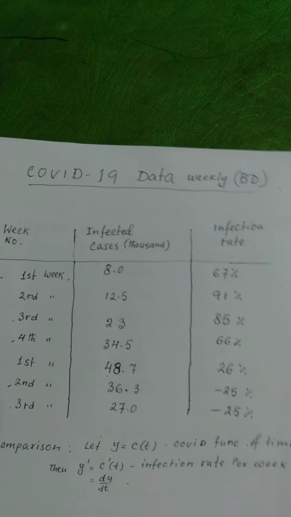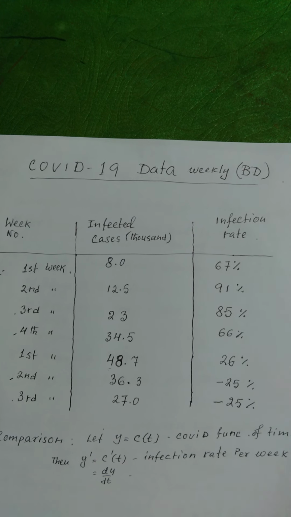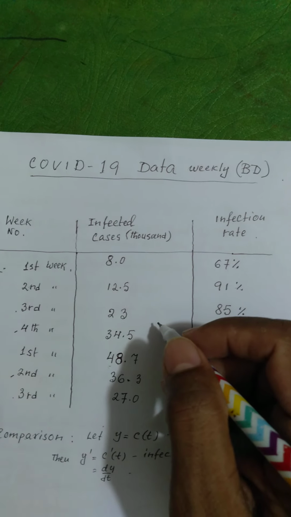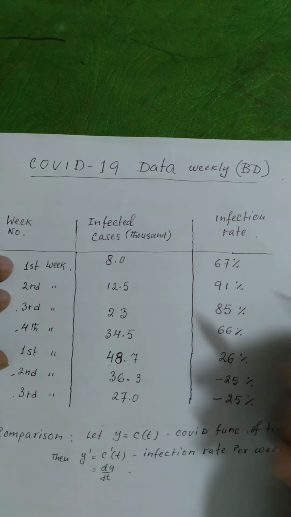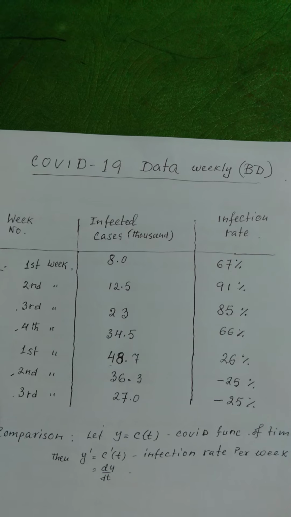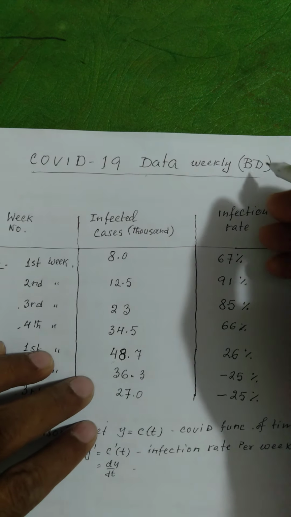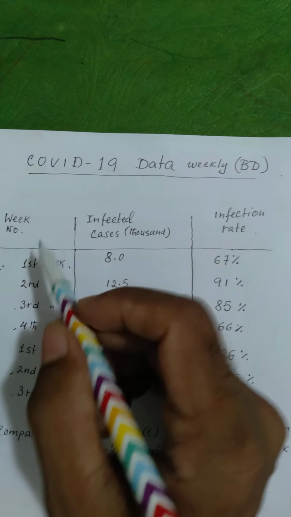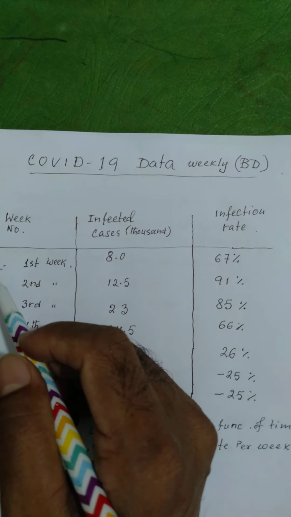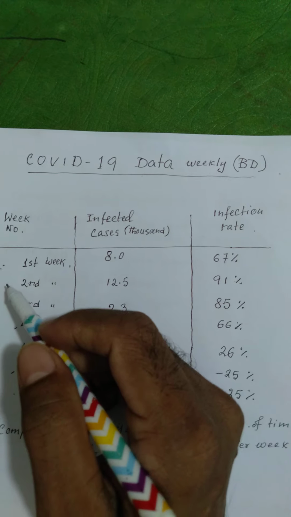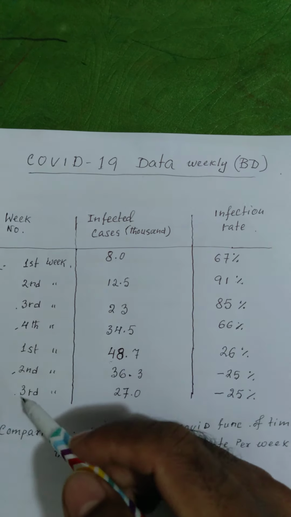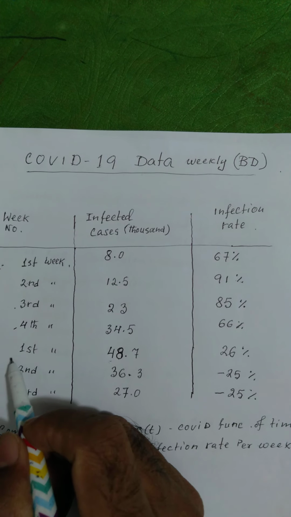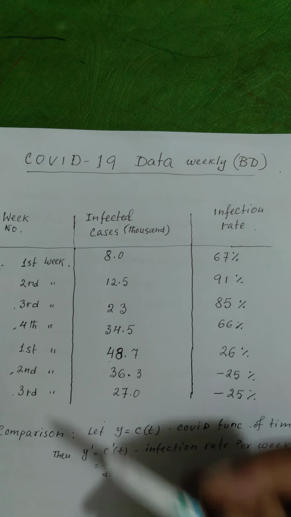I have COVID-19 data. Today I took this data from WHO. That is COVID-19 weekly data in Bangladesh. If you see here, the number of weeks: I have taken 4 weeks of March and 3 weeks of April.